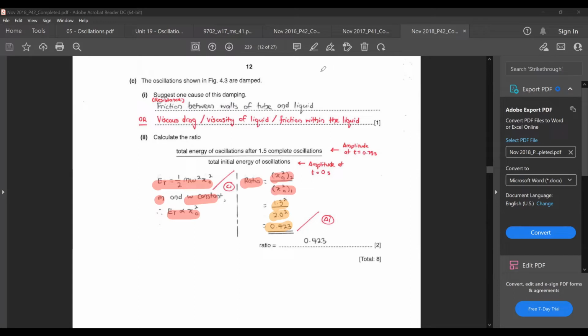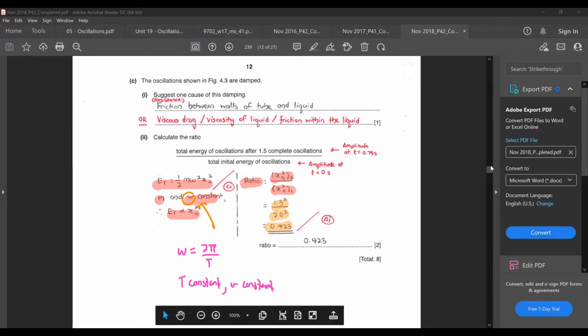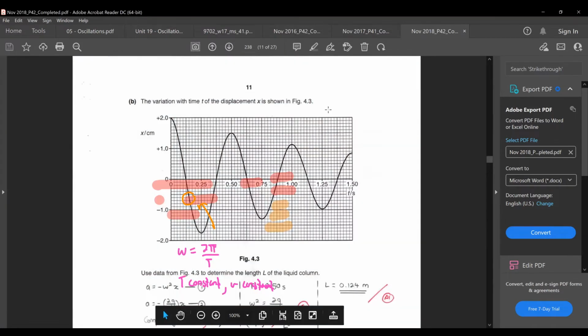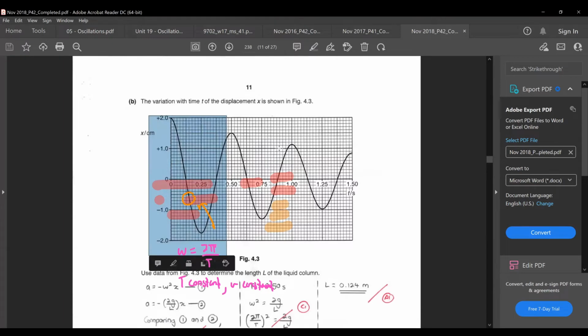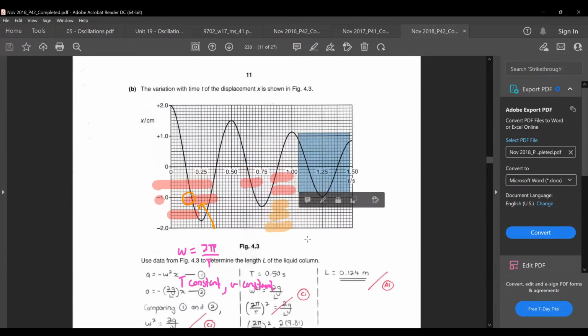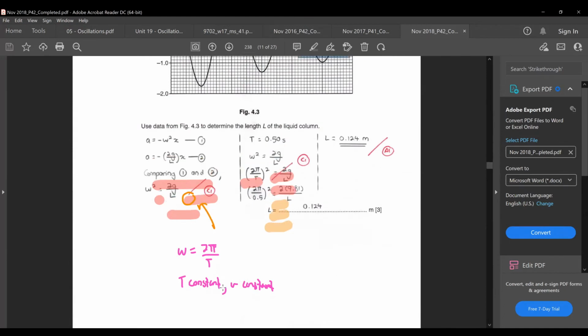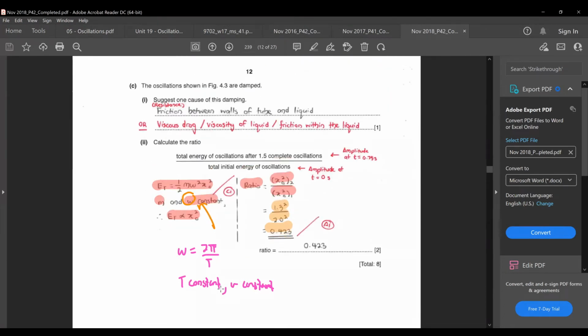Now you may be wondering, how do I know that omega is constant? Mass constant, this one can be easily understood. How do I know omega was constant in the first place? Because I know omega is 2 pi over T. T is constant, so omega is constant. If you look at your graph, you only see that the amplitude is decreasing. But for all intents and purposes, the period actually had remained the same. So if period is the same, omega would be the same. That's why I can say omega here is constant.